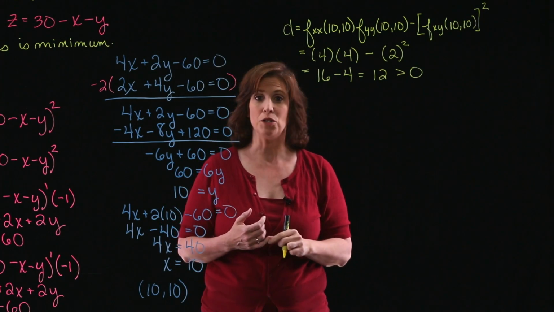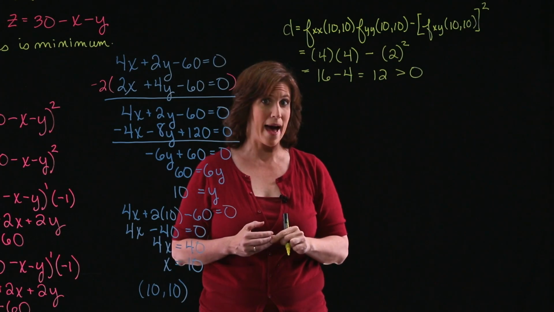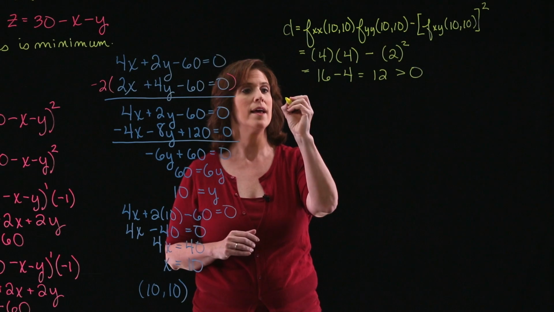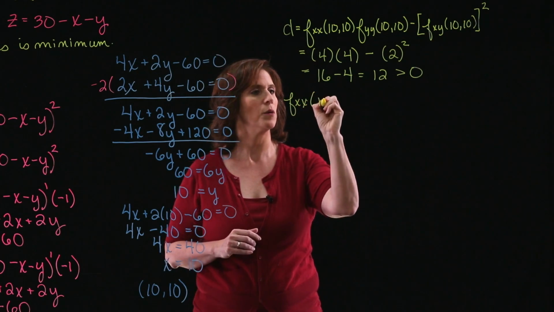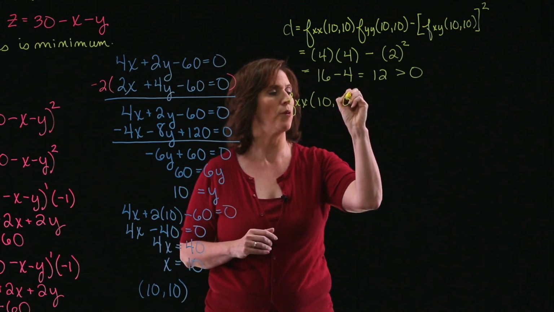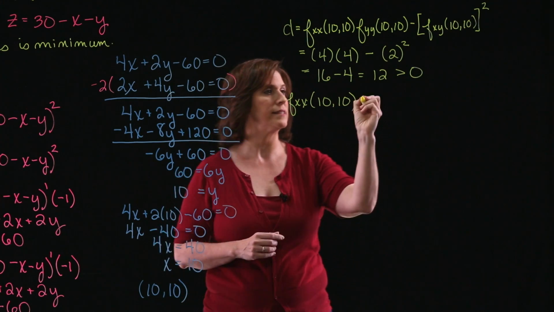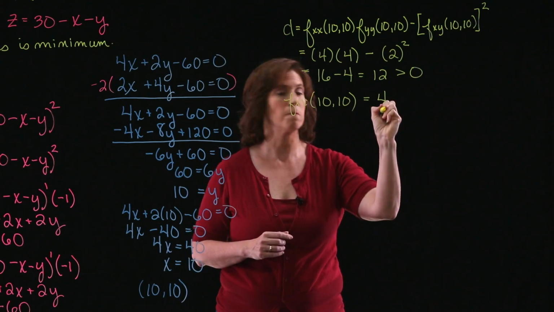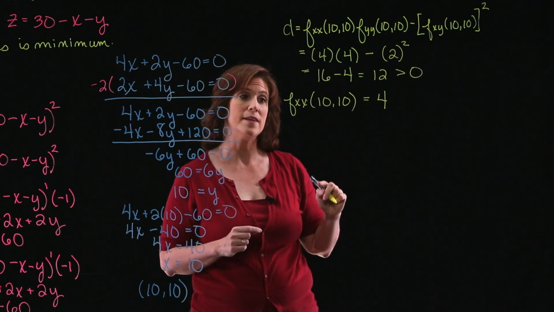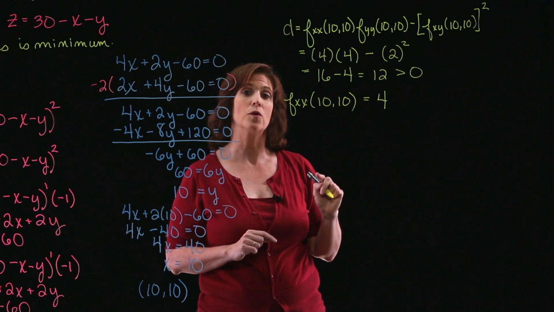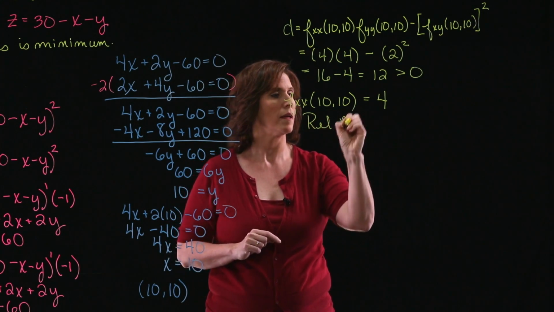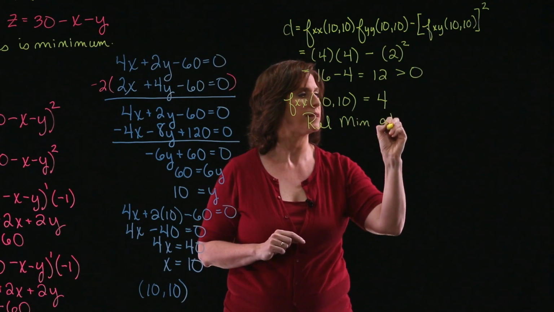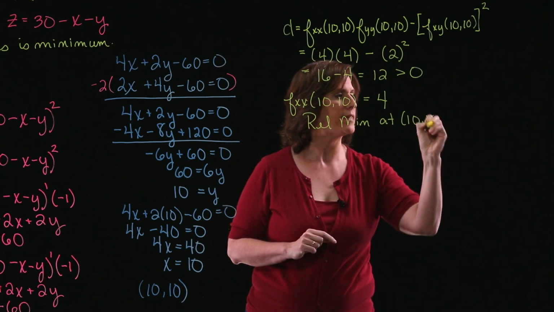Now that tells me I do have either a minimum or a maximum. To determine which one, I need to look at the second partial with respect to x at the point (10, 10). We've already discussed that this is 4. Because this is a positive number, that indicates that there's going to be a relative minimum at the point (10, 10).